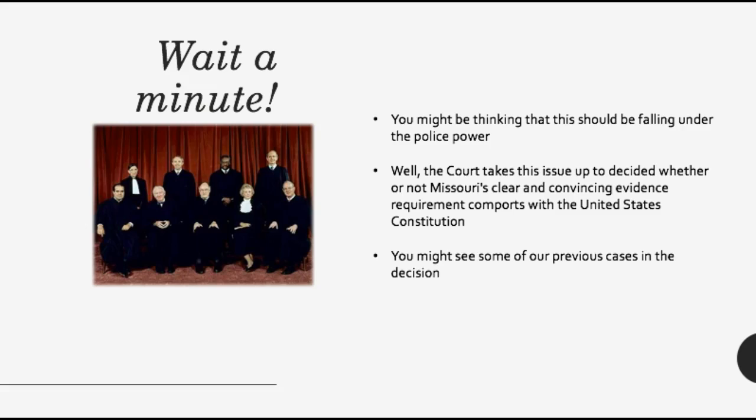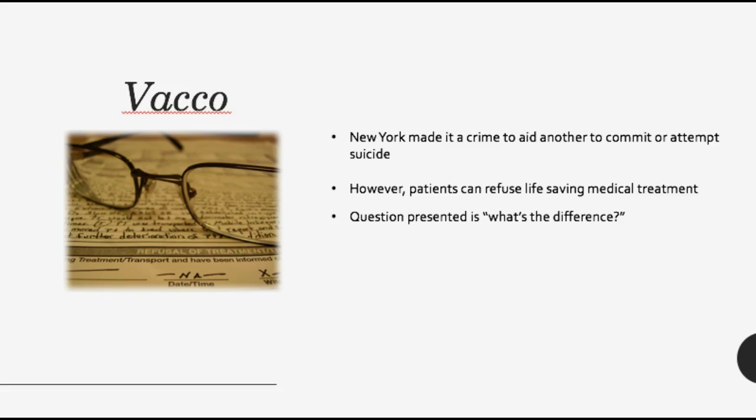So, you might be thinking that this is a state court case. Well, again, this was a state court case that went up to the federal Supreme Court because the federal Supreme Court said it involves that liberty issue that we talked about all the way back in Jacobson. Let's look at the Vacco case.